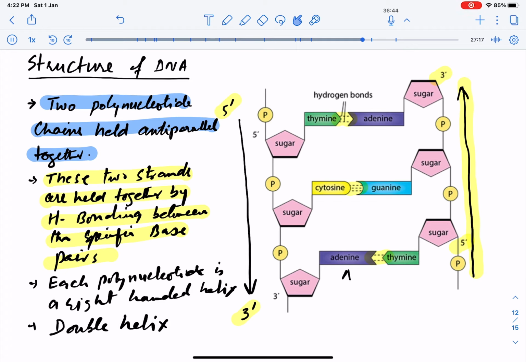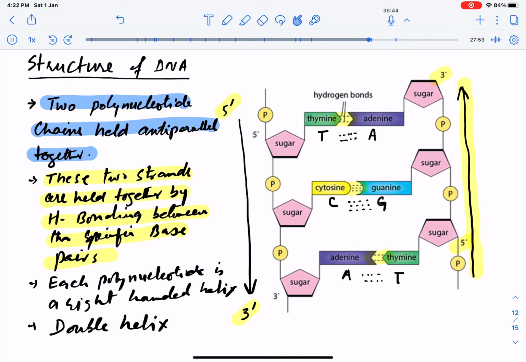Adenine always pairs with thymine. Cytosine always pairs with guanine. Thymine pairs with adenine. There are two hydrogen bonds between thymine and adenine, and there are 3 hydrogen bonds between cytosine and guanine. So this has 2 hydrogen bonds. So this base pairing is specific in between these 2 nitrogen bases.